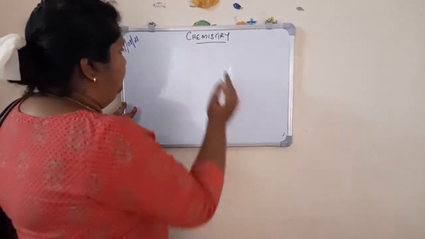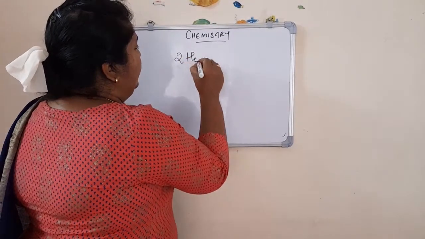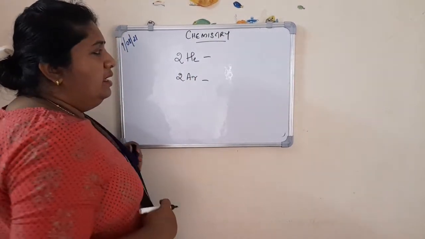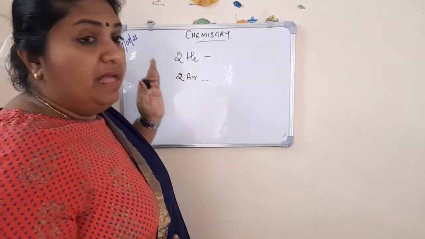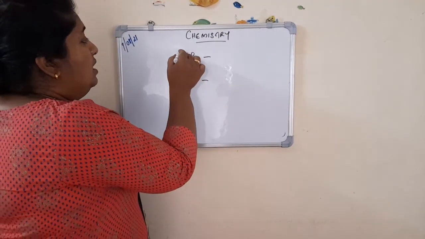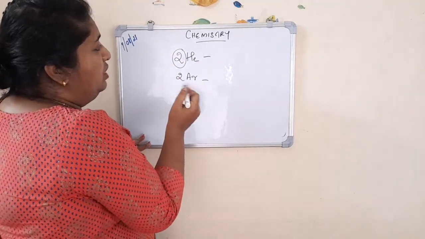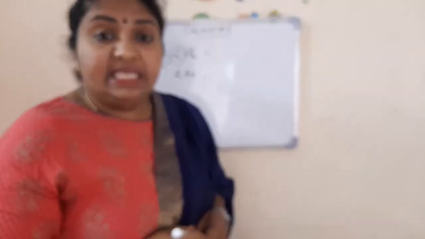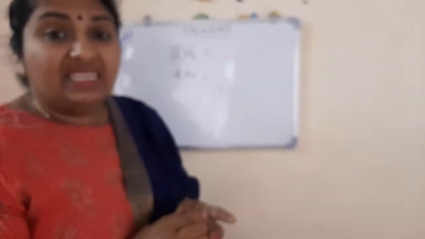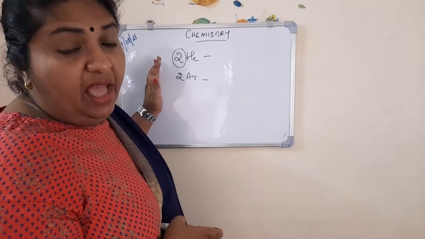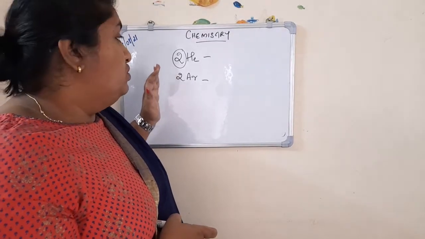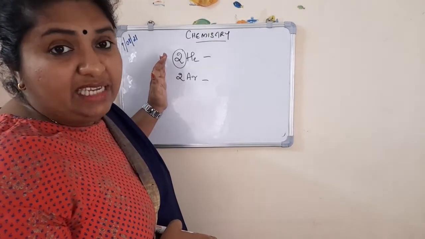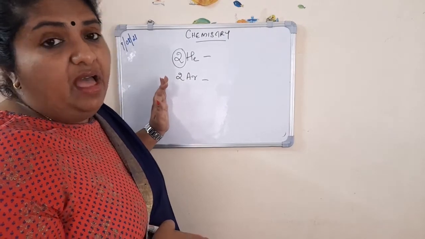Now what about 2 helium, 2 argon? So when we are writing this 2 helium and 2 argon, if you are writing a number on the left side of this element, you can see that we are representing 2 atoms of helium, or 2 atoms of argon.